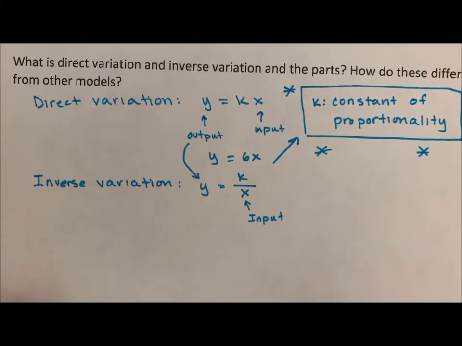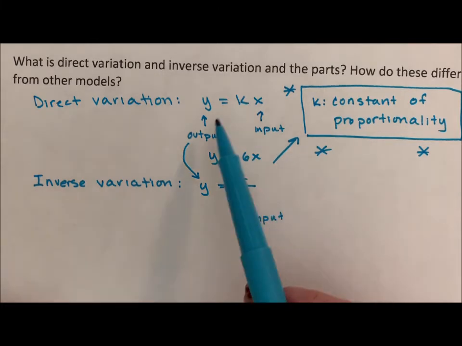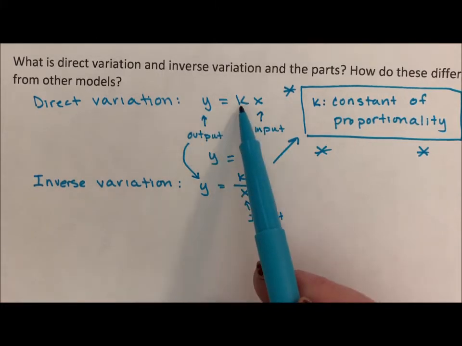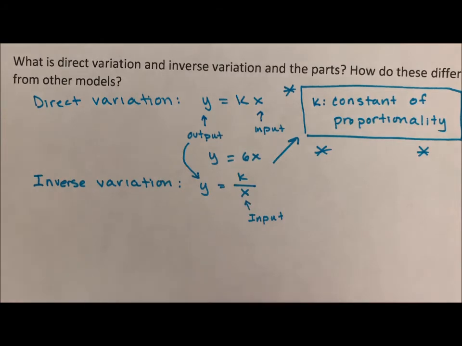They differ because they only have three numbers involved. They have the input, they have the output, and they have the constant of proportionality. Input, output, constant of proportionality. They don't have any other parts involved with them.